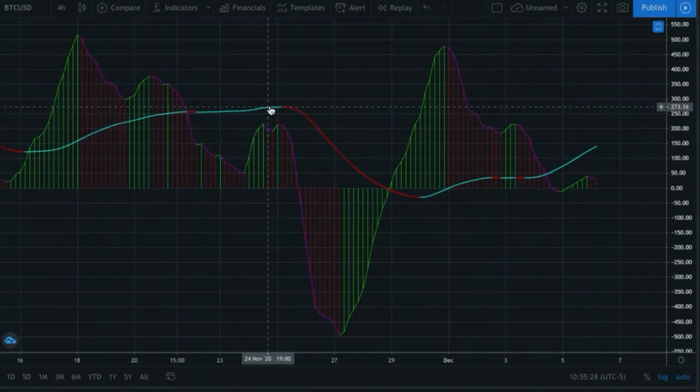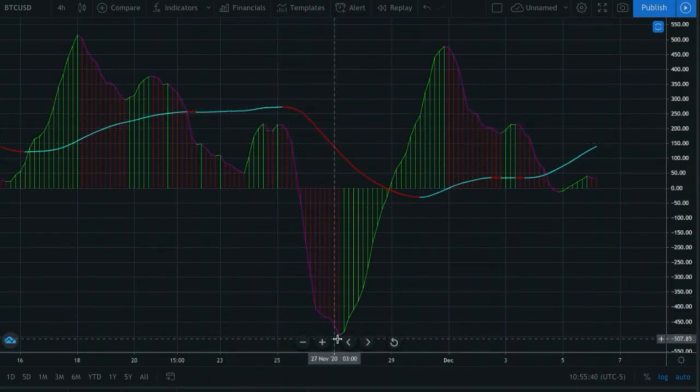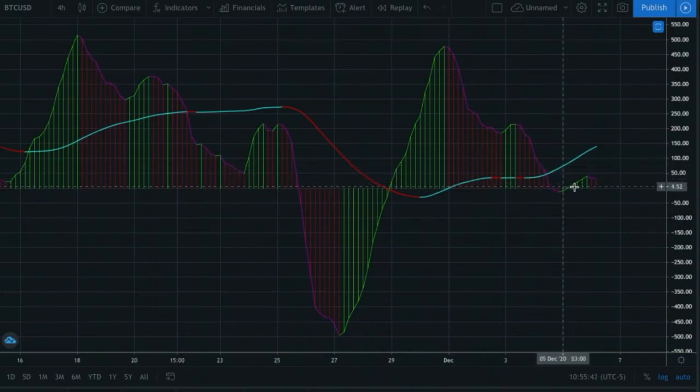But if it doesn't get back above that, price action is going to line back up with the indicator, and we're going to get a violent sell-off. And that's exactly what happened here. We got a push back up, failed to get back above it, and then it flipped over red and we got a violent sell-off. That's what we're looking at right now.